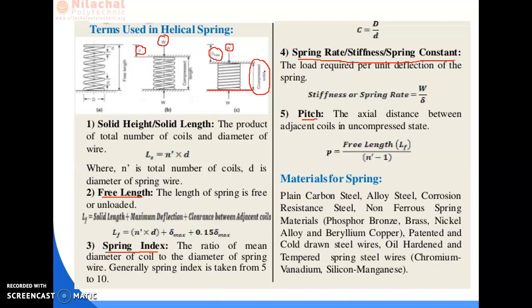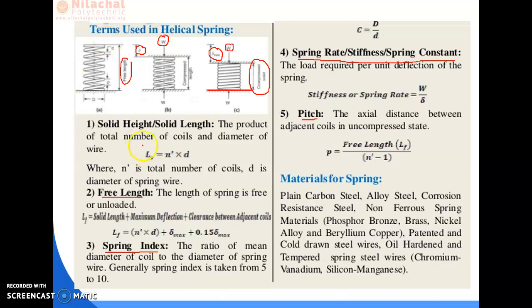From this diagram, we are clear that figure A shows the free length of the spring. Free length of the spring means the normal position of the spring. When you buy a spring, each turn has some clearance between them, and that is known as the free length. And when we apply the load, the spring is compressed.